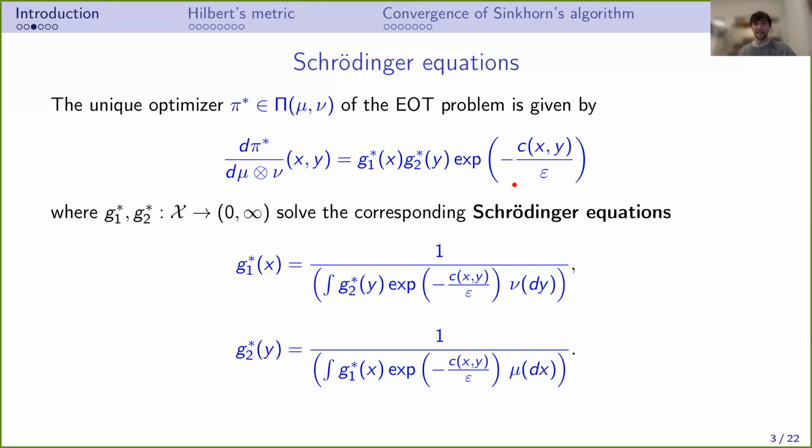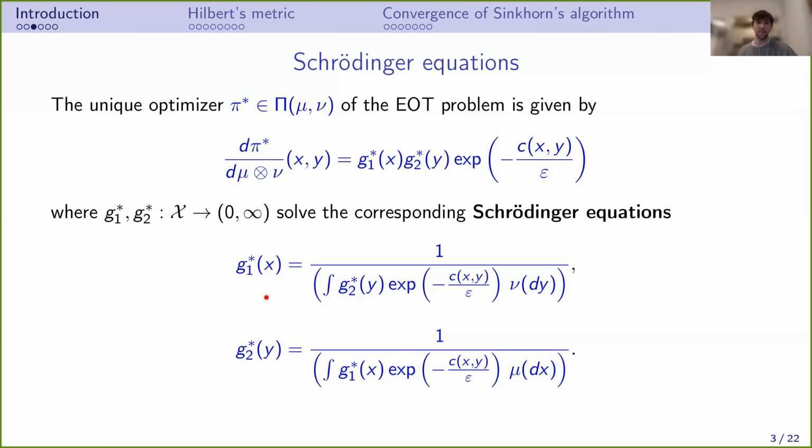So the density is given as the product of three functions. One function here is just the exponential of minus the cost divided by epsilon. So this term is, of course, easy. This is just fixed depending on the problem. The more difficult terms are these two here, G1 star of X times G2 star of Y. In fact, these two functions are determined as solutions to the Schrödinger equations.